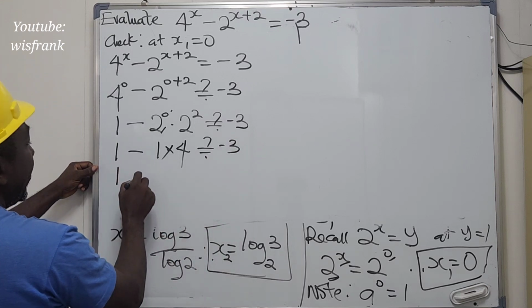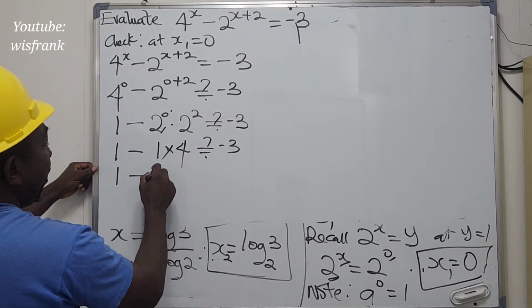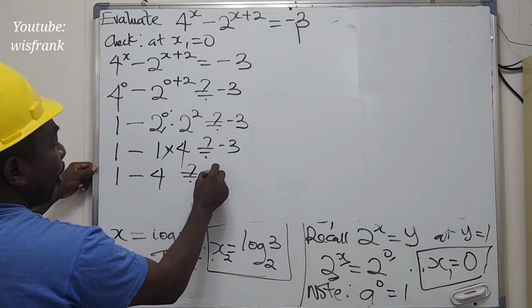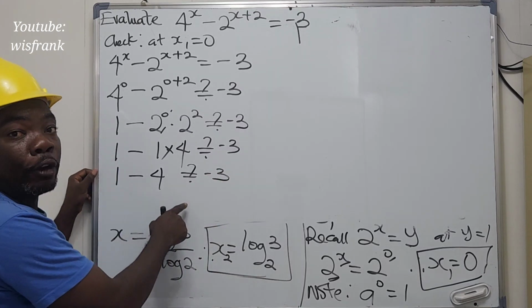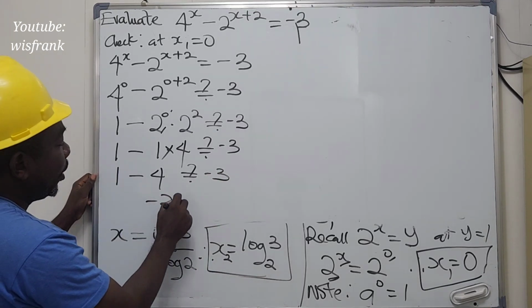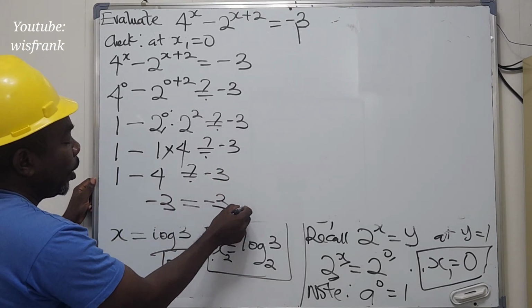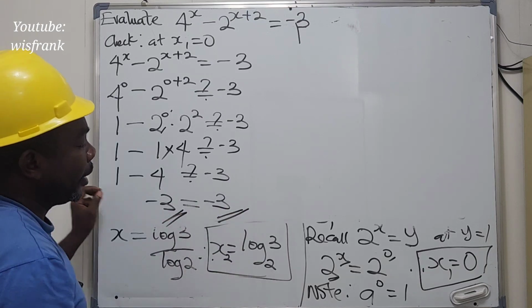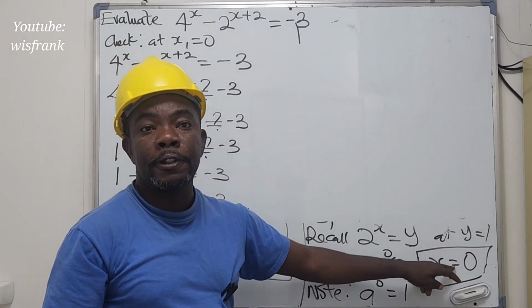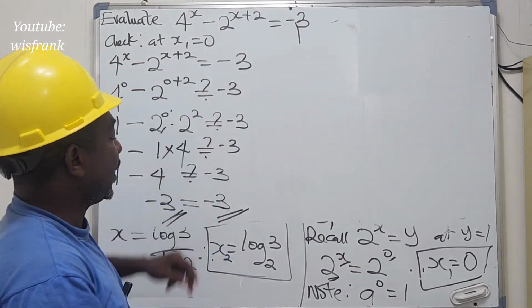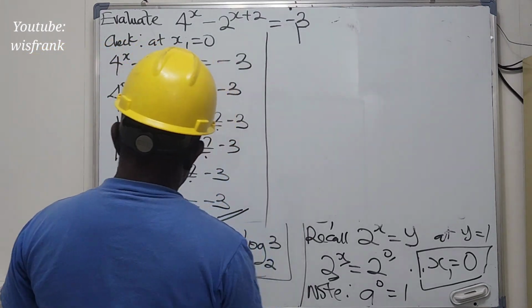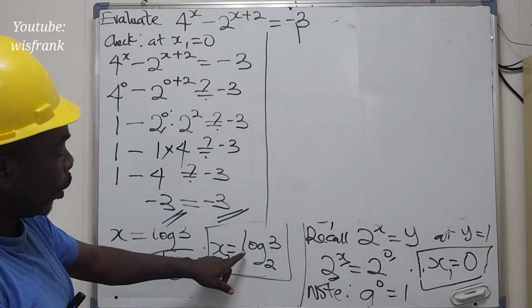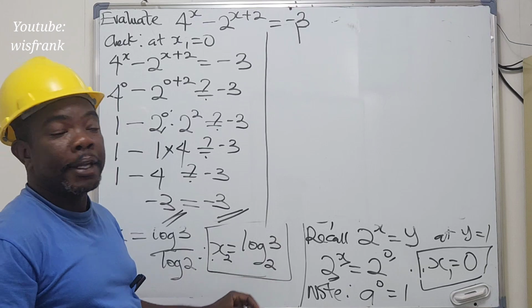So we have here 1 minus 1 times 4 is 4. Will this equal minus 3? 1 minus 4 is minus 3, equals minus 3. What we have here is what we have here. Therefore, x equals 0 satisfies this expression. Let's look at the second part where our x equals log 3 base 2.